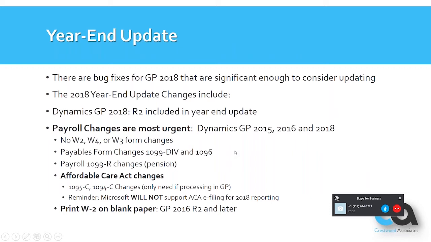As part of the year-end update, there is an update that you can install, and if you're on Dynamics GP version 2018, it includes Release 2. Release 2 was an update that came out with a lot of different issues and bug fixes, and they've bundled that in with the year-end tax update. So when you download that, it will require updating the workstations, and you'll get R2 updated on there as well.